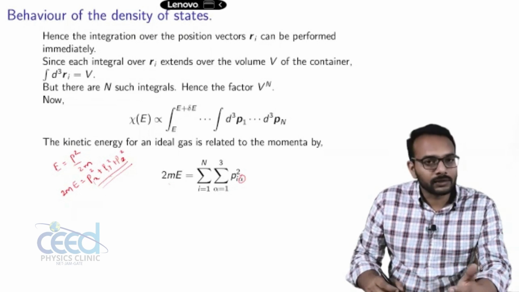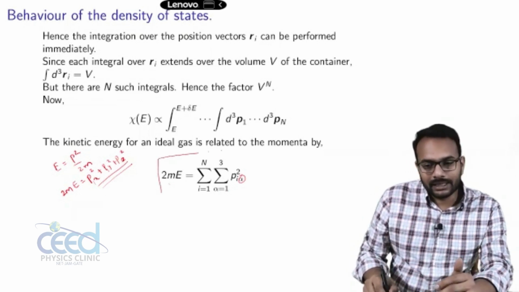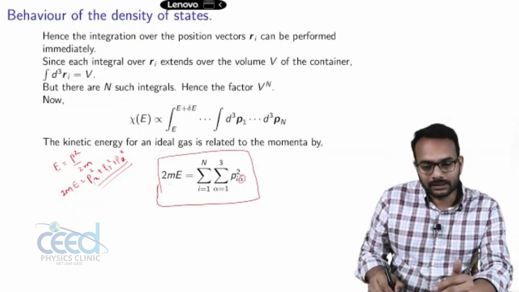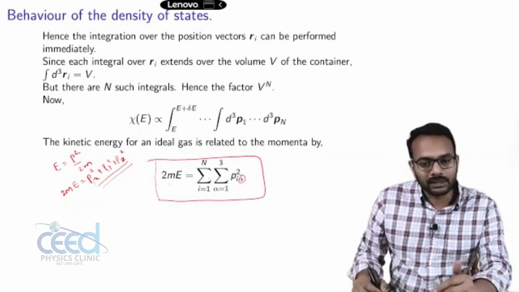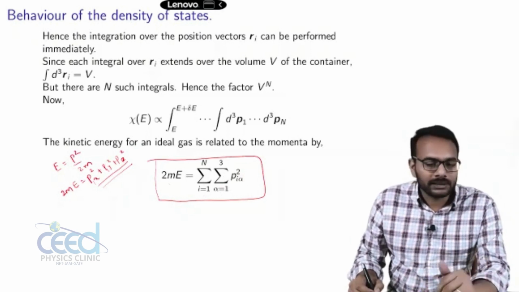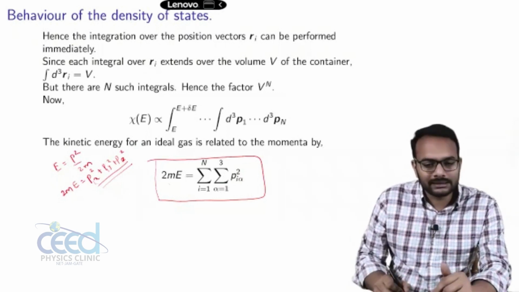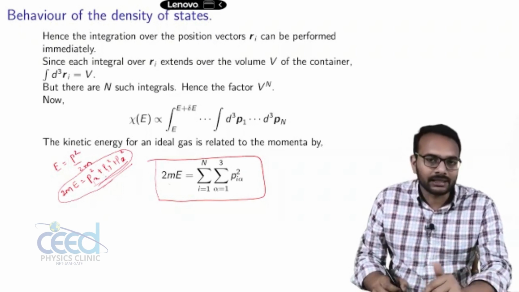You have to take this for the second particle, the third particle, etc. So the total relation that the energy is constant, or the equation for the kinetic energy, can be written as 2mE is equal to summation over i equal to 1 to n, summation over alpha equal to 1 to 3, P i alpha square. Hope that's clear. We are taking this equation for each particle, and then we are just adding them all up.